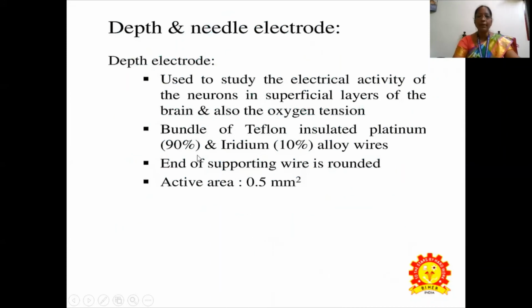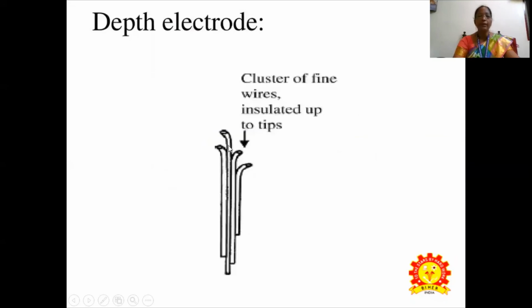The depth needle electrodes are actually used to study the electrical activity of the neurons in the superficial layers of the brain and also the oxygen tension. It is a bundle of Teflon insulated platinum and iridium alloy wires. The end of the supporting wire is rounded actually. It has a 0.5 mm square. This is the depth electrode, which shows a cluster of fine wires insulated up to the tips.